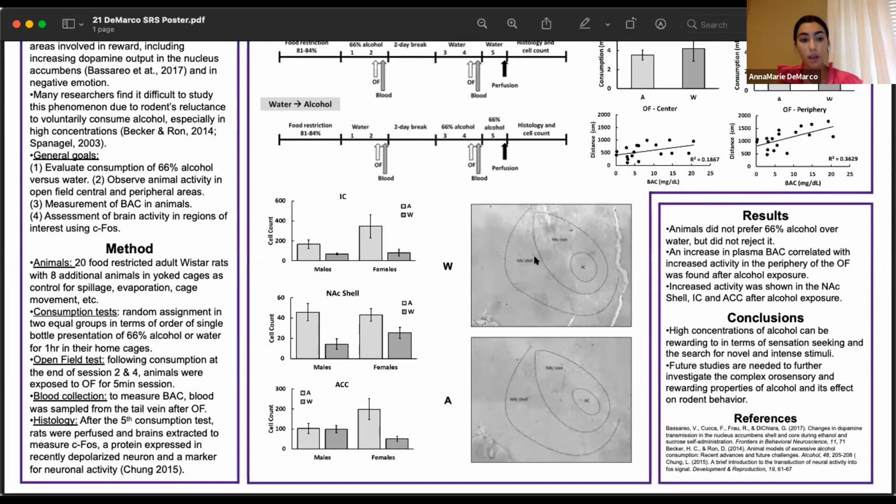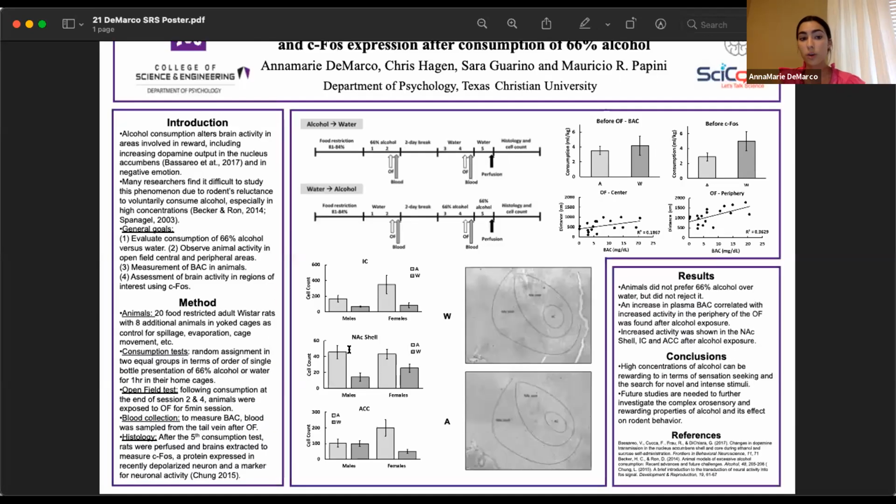The insular cortex is specifically involved in the integration of body systems and has been linked to addiction, in particular alcohol use disorders. And then the nucleus accumbens and the anterior cingulate cortex are both involved in reward processing.